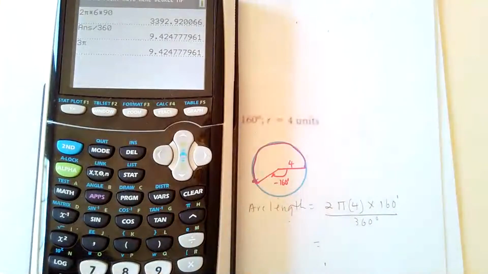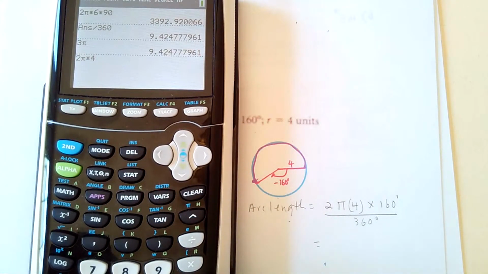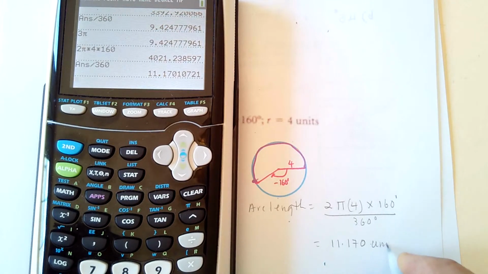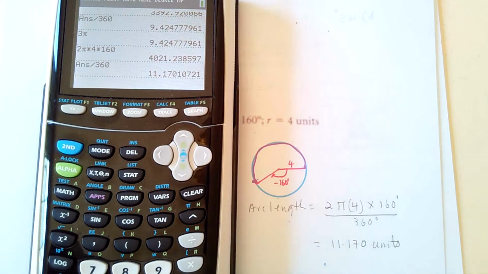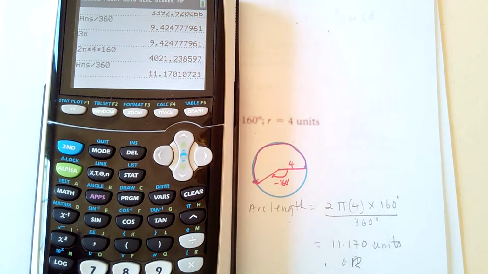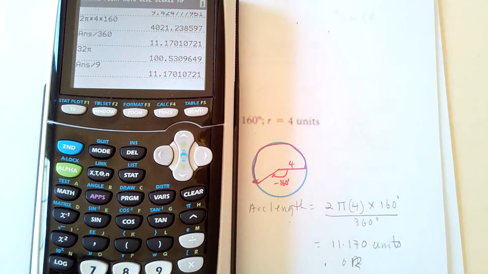So we work that out. What do we end up with? We have 2 times pi times 4 times 160 divided by 360. That gives me 11.17, 11.170 units. If you work this out in terms of pi, this will give us 32 pi over 9, or 32 pi divided by 9. It gives you the same result.